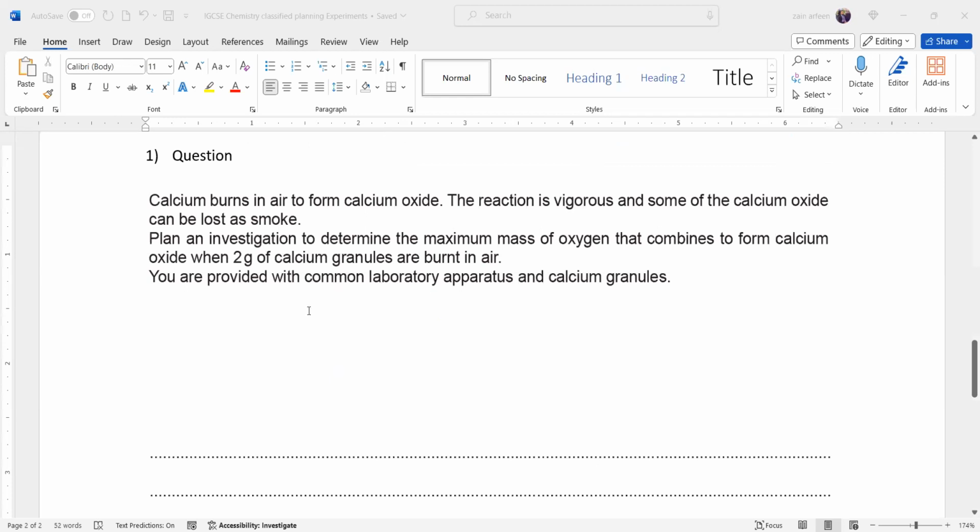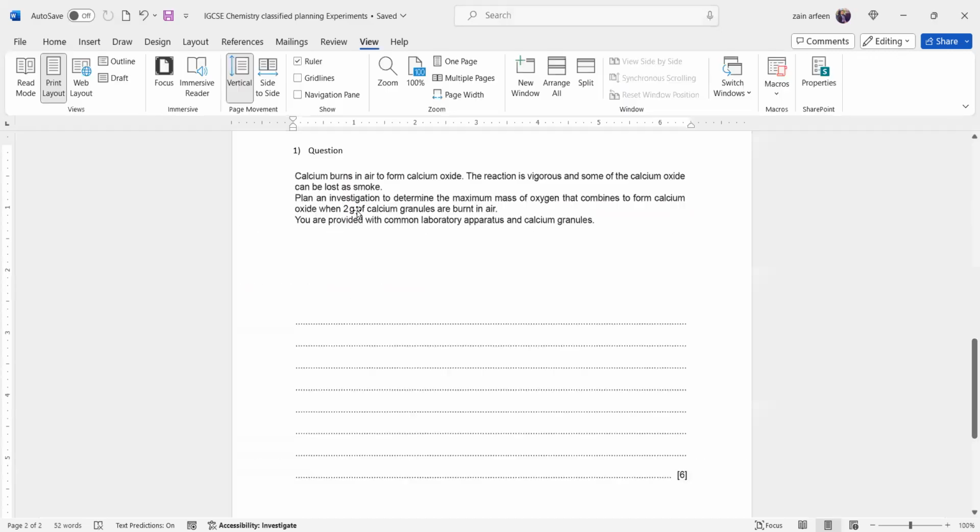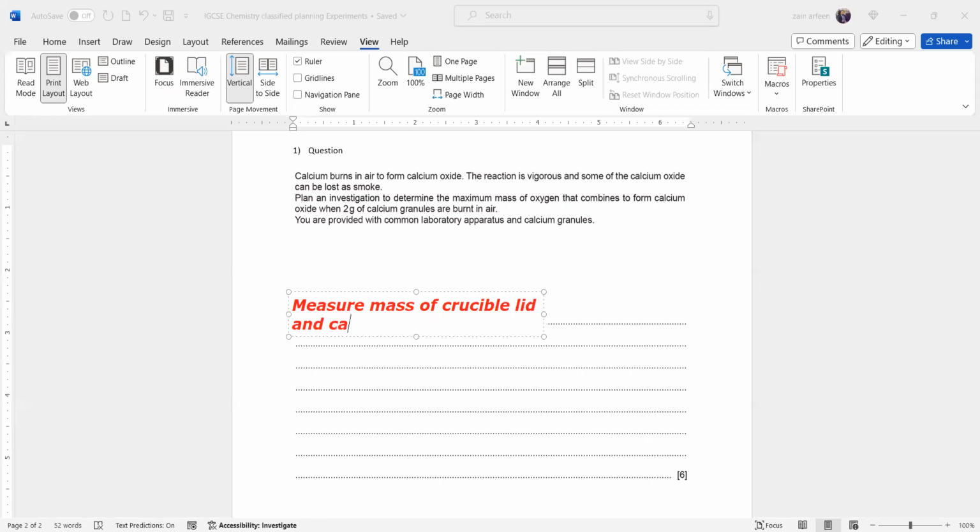So what is the first point for this planning experiment, because we want to find how much oxygen has reacted with calcium? Always mention the apparatus you are using for your experiment, always mention their names. So we will measure the mass of the crucible, lid and calcium by using a balance, and we call this M1. You can write any variables, M1, M2, according to the value.